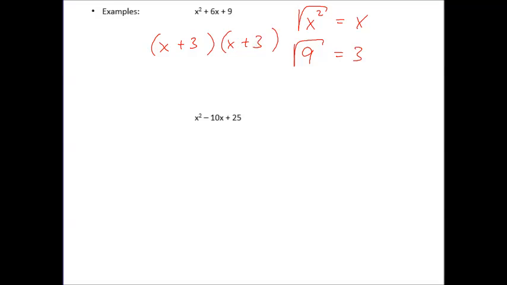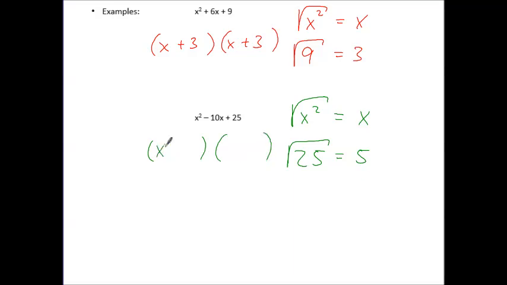X squared minus 10x plus 25. X squared, we said, is the square of x. 25 is a perfect square. It's the square of 5. Now what about our 10x in the middle? Is it 2 times x times 5? Yes, that's 10x. But it's negative. So be careful with that.